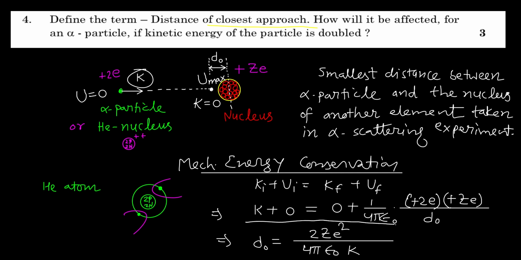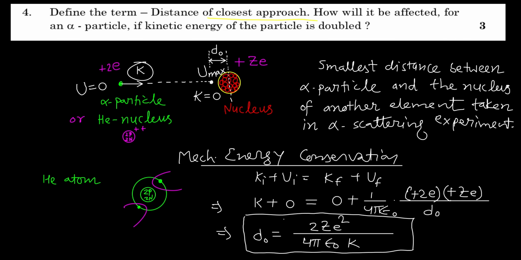So you can see that the distance of closest approach is inversely proportional to kinetic energy. So d naught is inversely proportional to K. So if you increase the kinetic energy, the distance of closest approach will decrease, and if you decrease the kinetic energy, the distance of closest approach will increase. So it is intuitive also. If you throw the alpha particle with very large kinetic energy, it will approach the nucleus to a very small distance, and when you throw the particle with a smaller kinetic energy, it won't be able to reach very close to the nucleus, and then the distance of closest approach will be large.